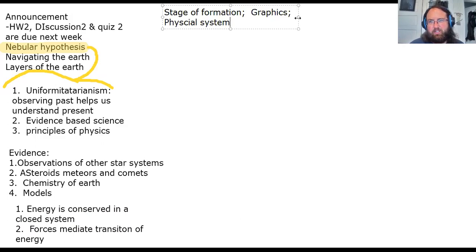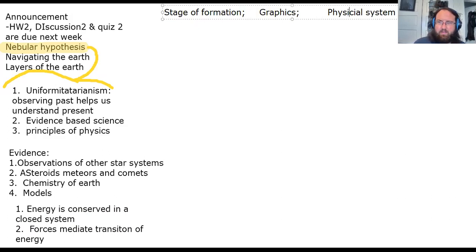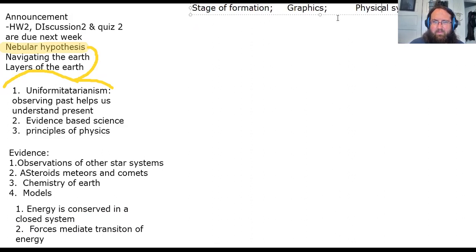And during the stage of formation, I'll also include some terms because one of the challenges again with this in pretty much any science class is the amount of new words. P-H-Y-S-I-C. There we go. Physical system. So the first stage of forming our solar system involves a supernova.